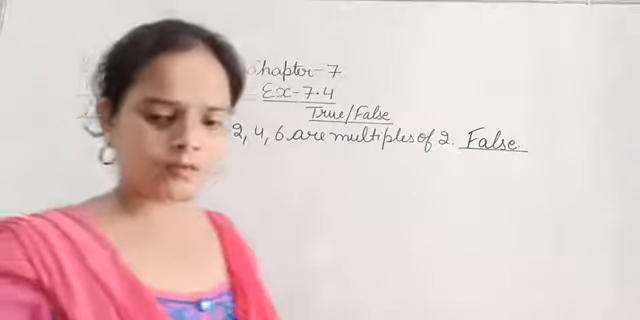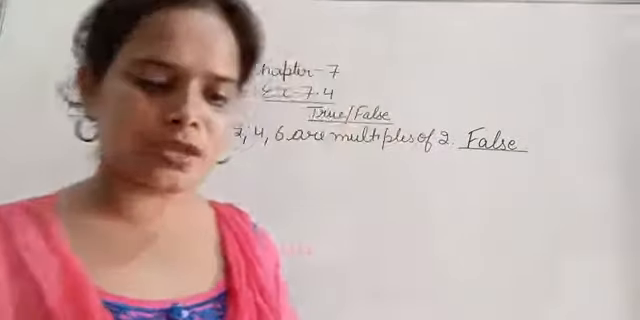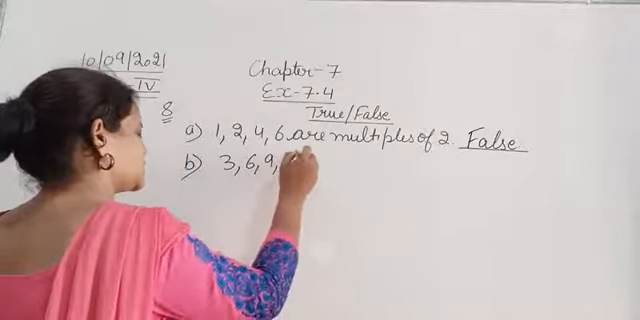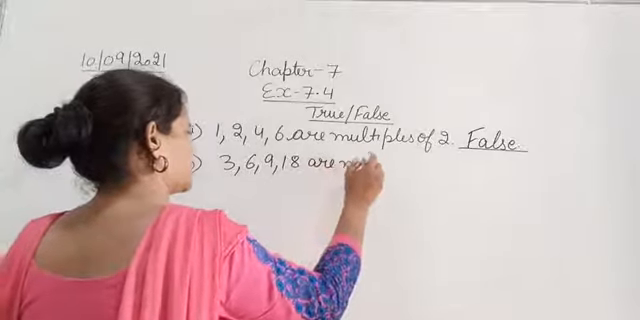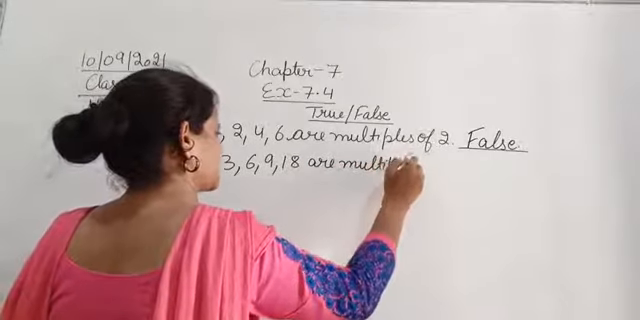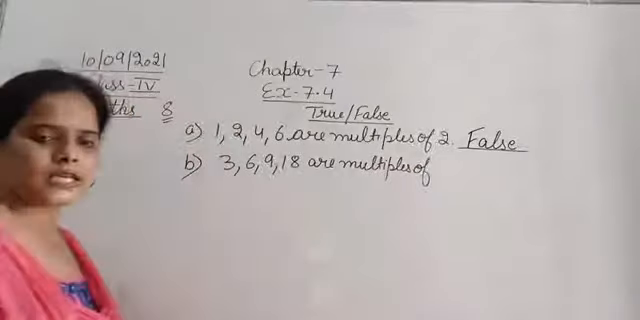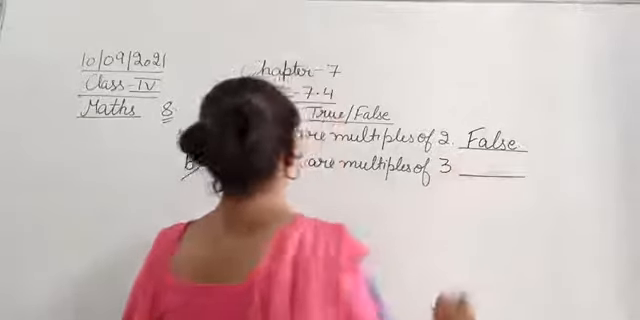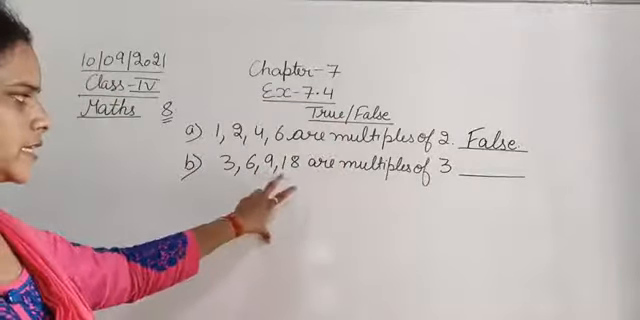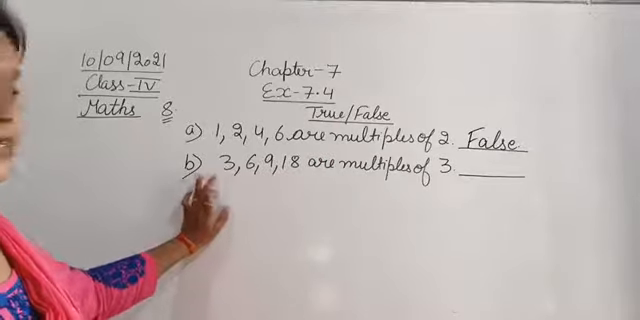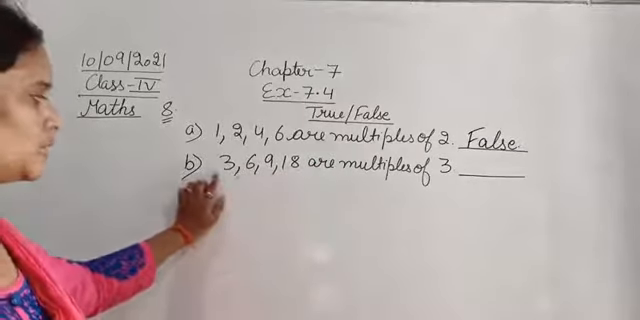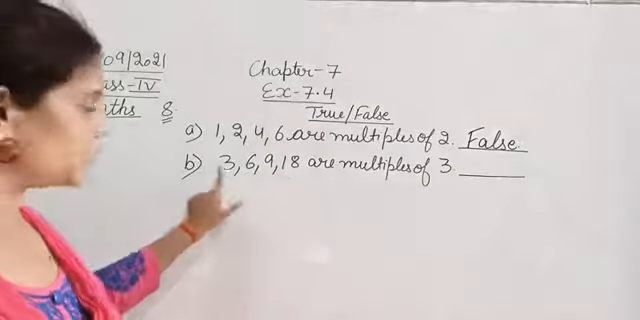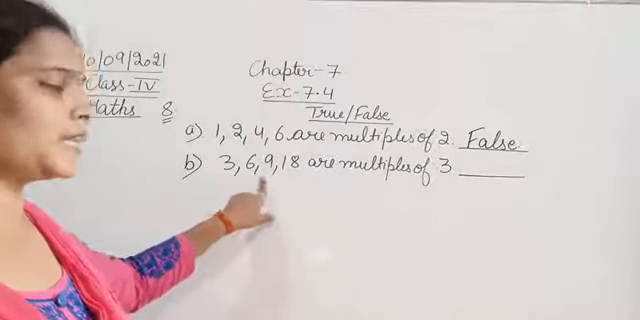The B is 3, 6, 9, 18 are the multiples of 3. Let's see. 3 is also greater, 6 is, 9 is, 18 is. So now we have to check, kya 3 ke table mein 3, 6, 9, 18 mein se kuch aata hai? 3 1s are 3, 3 2s are 6, 3 3s are 9, 3 4s are 12, 3 5s are 15, 3 6s are 18. So yes, 3 ke table mein 3 bhi aata hai, 6 bhi aata hai, 9 bhi aata hai, 18 bhi.